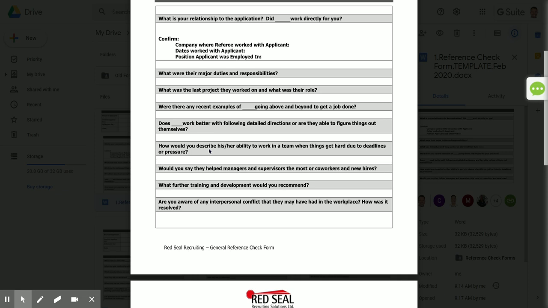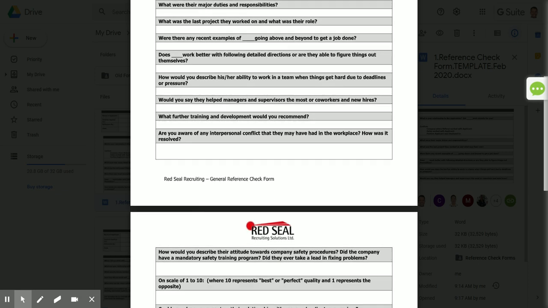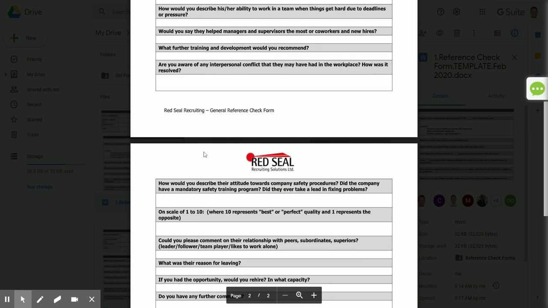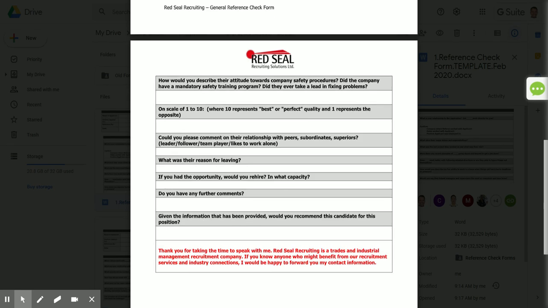And also find those little nuggets of information about further training and development that somebody would recommend for this person, because you want them to succeed, and you can't expect everybody to start on the job and be 100% suited and ready and able to do the job, because most top people are looking for a challenge and need a little bit of coaching, assistance, or training to get them up to speed. And really try to dig into interpersonal conflicts and things like safety, really good things to look at.